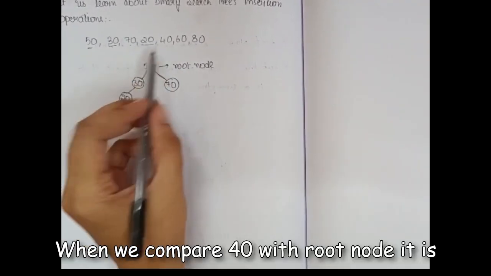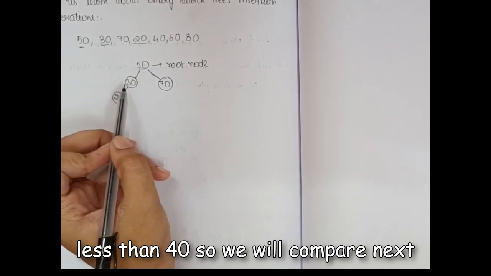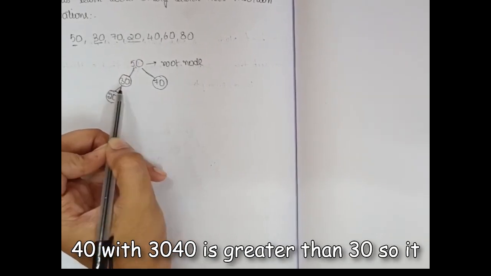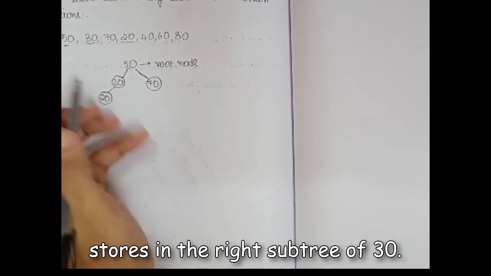Next 40. When we compare 40 with root node, it is less than 50. So we will compare next 40 with 30. 40 is greater than 30, so it stores in the right subtree of 30.